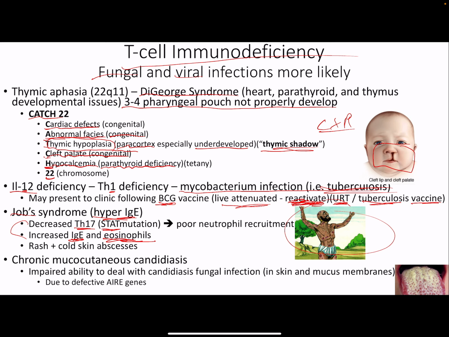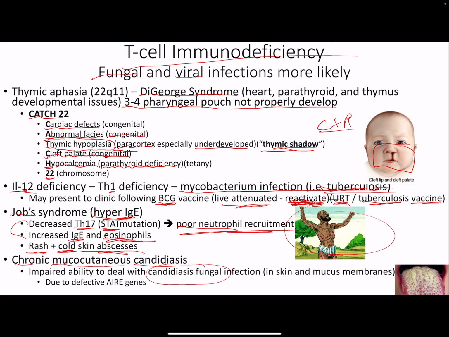And one of Th17's jobs, if you'll remember, was that it causes CD4 cells to become the Th17 T helper 17 cells, and that facilitates neutrophil recruitment. So we're going to have fewer Th17 cells, fewer neutrophils, randomly more IgE and eosinophils. And now Job. So Job, there's a big rash, and you have these skin abscesses, which are very cold upon touching. Chronic mucocutaneous candidiasis. This is a fungal infection, candidiasis.